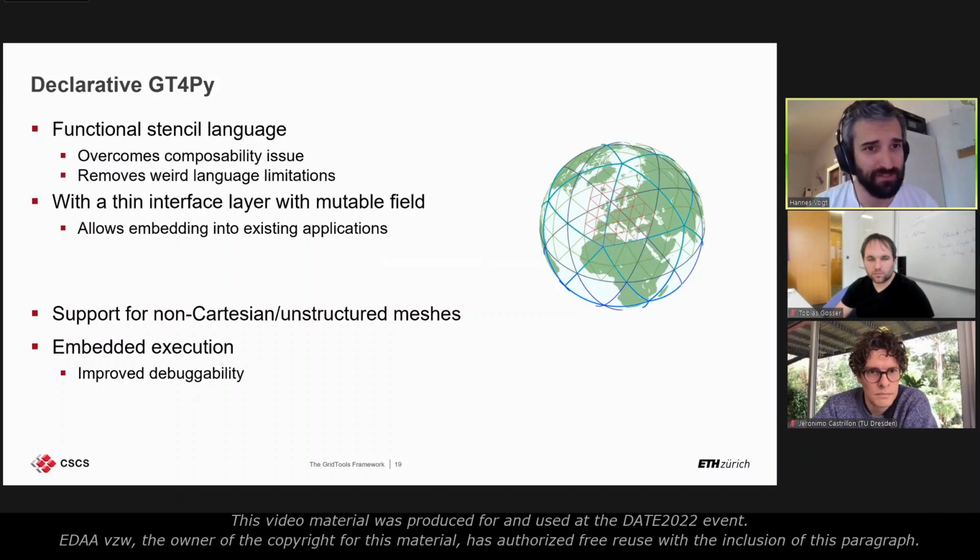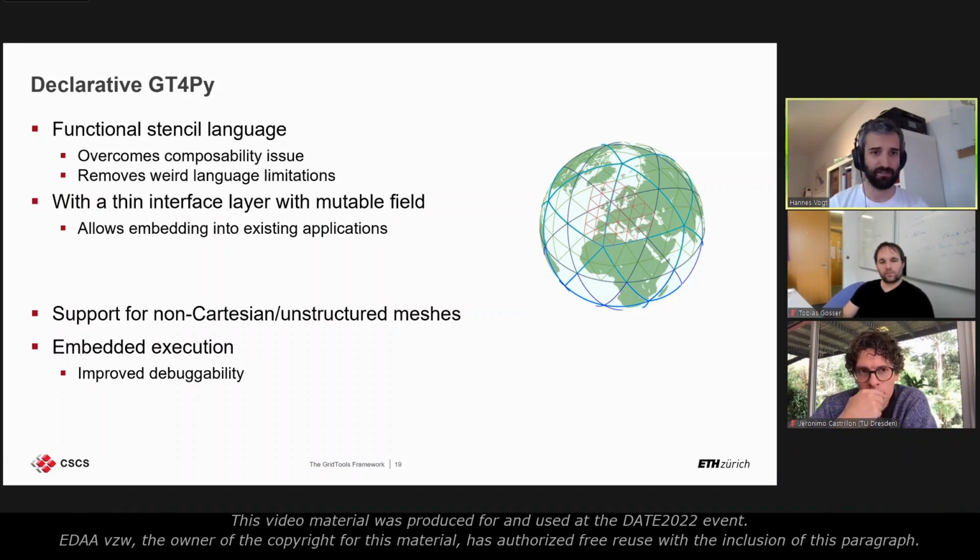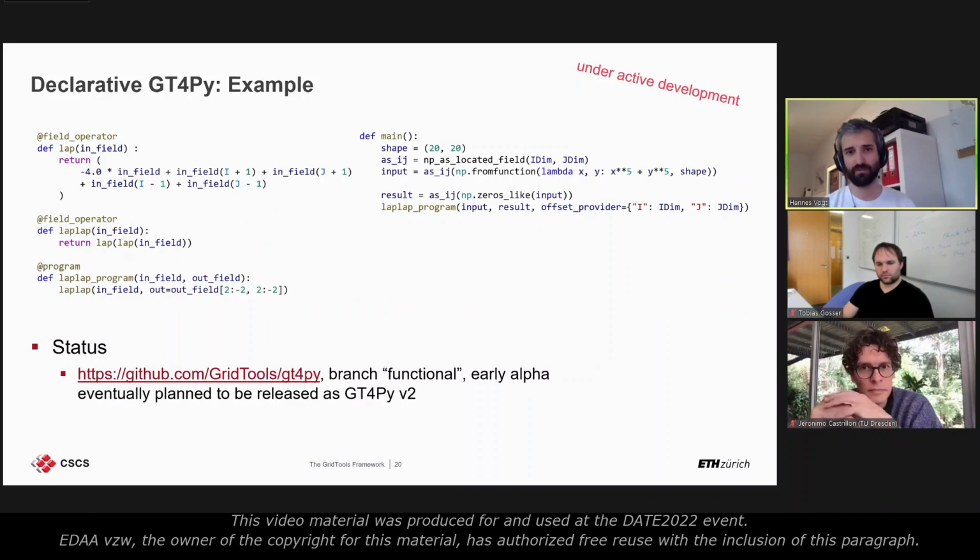Okay, now our latest development is the declarative GT4Py. It's a functional stencil language which overcomes some of the issues that I mentioned, the composability issues, and removes some weird language limitations. And it has a thin interface layer that allows mutable fields for embedding into existing applications. But it also supports new grids, so unstructured and non-Cartesian meshes. And we also improve on debuggability because we allow embedded execution directly. It is very early, and I will not go into that code again.